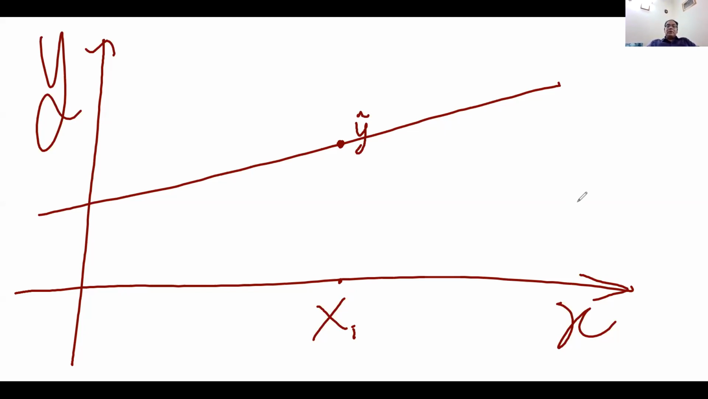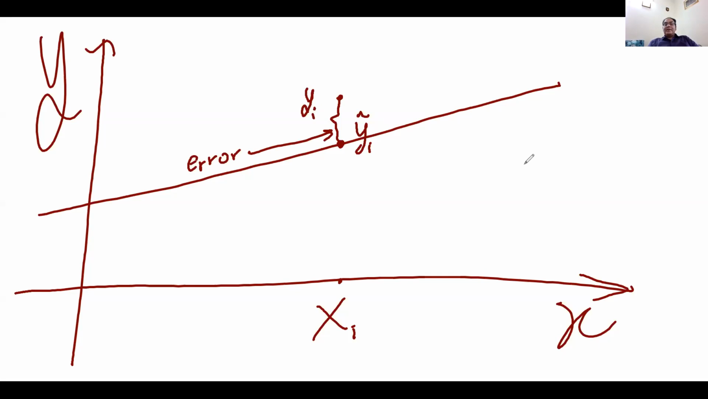Now, can I say the actual value will always be equal to the predicted value? It may not be. Suppose my actual value is this, which I represent by Yi. This is the predicted value and this is the actual value. The difference between them is known as the residual, called the error term. So this gap is the difference between the actual value of Y and the predicted value of Y.